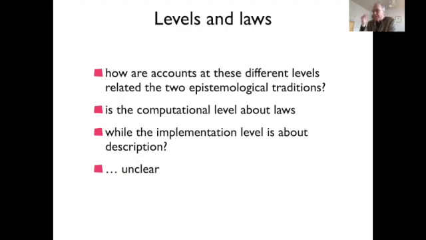See, this is a little bit of a criticism of the MAR approach. So, if you take these different levels as a given, you now come back to the epistemological tradition. Is it really that only the computational level is about laws and the implementation level is only about description? That's certainly not clear.